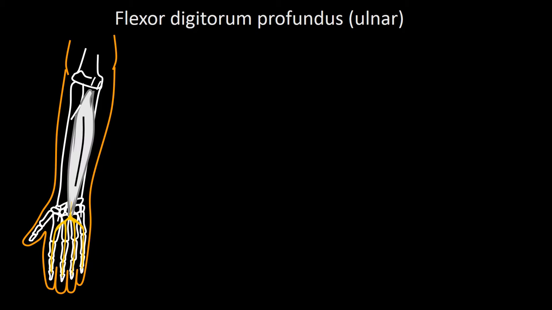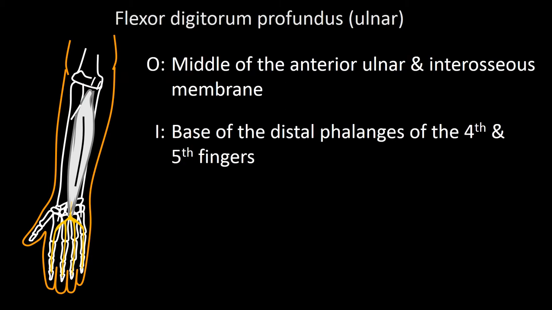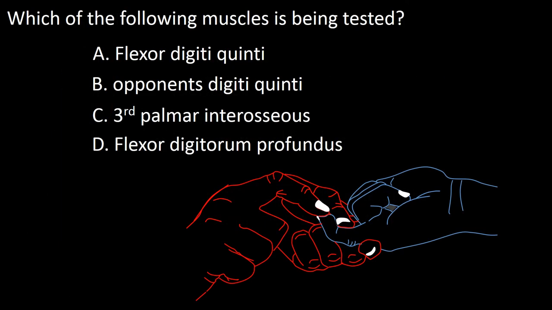The flexor digitorum profundus originates from the middle of the anterior ulnar bone and interosseous membrane. It inserts at the base of the distal phalanges of the fourth and fifth fingers. Its primary action is flexion of the distal phalanges of the fourth and fifth fingers, and the secondary action is to assist flexion of the wrist. So the answer to this question is D.